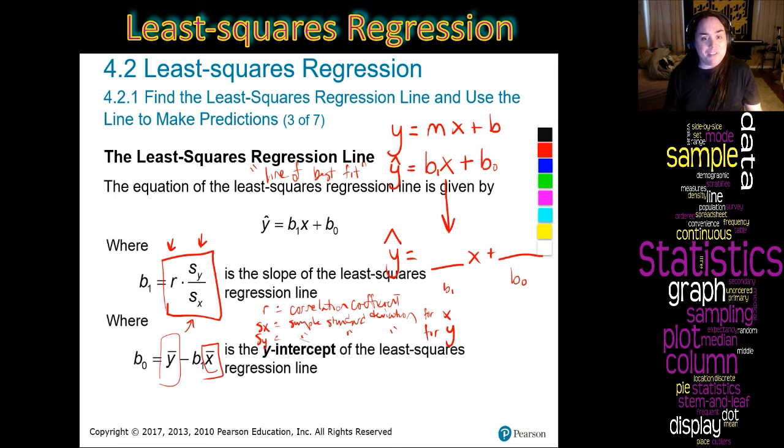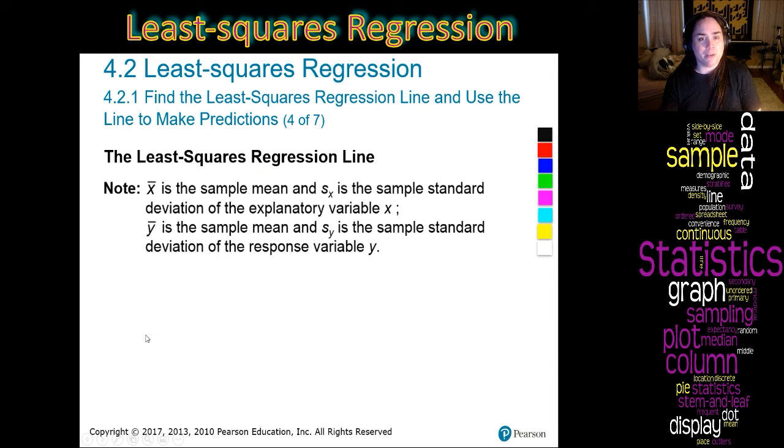If we have those things, the sample standard deviations of y and x, and we've calculated the correlation coefficient already, we can use those to figure out what b sub 1 is. That's the slope of the least squares regression line. Then we can take that b sub 1, put it into this equation, and it will spit out b sub 0, which is our y-intercept of the least squares regression line. It's really quite easy. Let's give it a try.